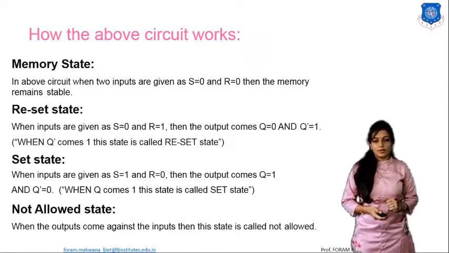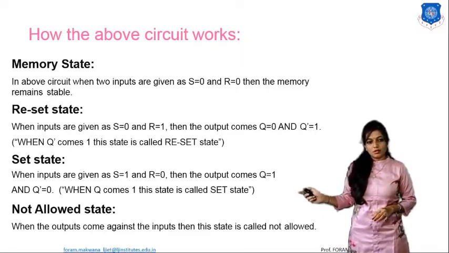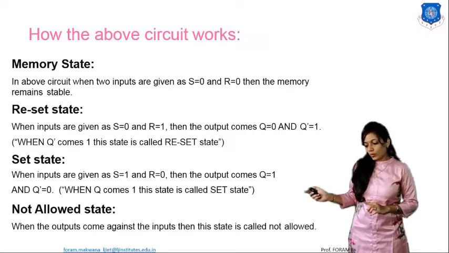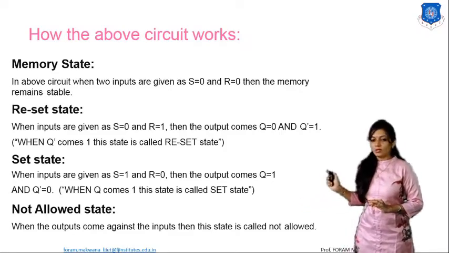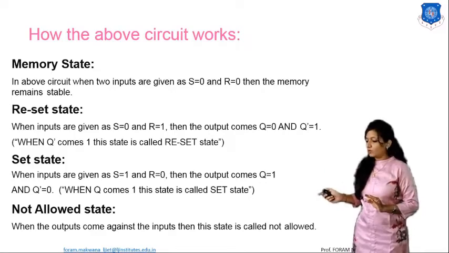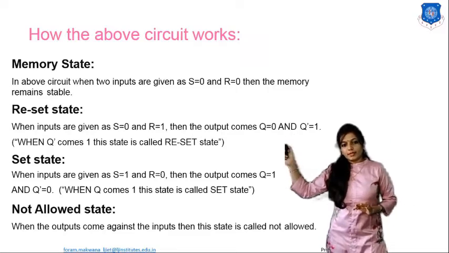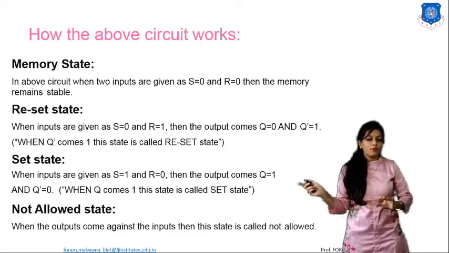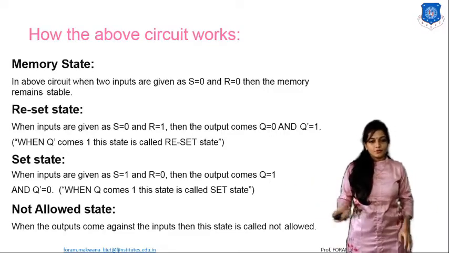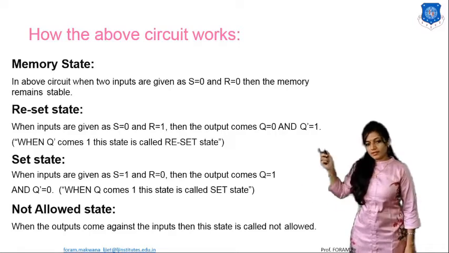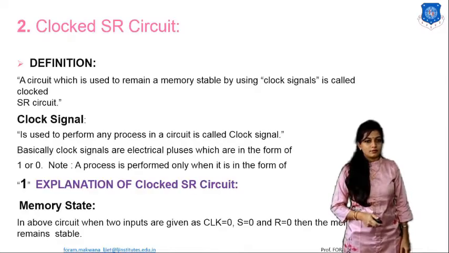So how this circuit will work, I have already explained. When the inputs are given as S equal to 1 and R equal to 0, the output comes Q equal to 1 and Q dash equal to 0. That means when S is equal to 1, the flip-flop is set. When R is equal to 1, the flip-flop is reset. Okay? So these two are the set and reset of the flip-flop. This is the memory state, this is the not allowed state.